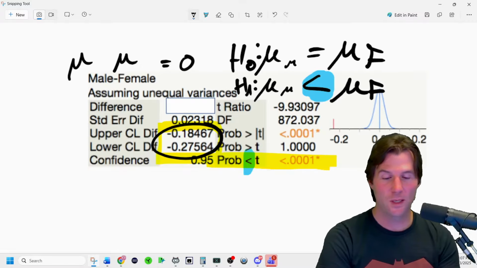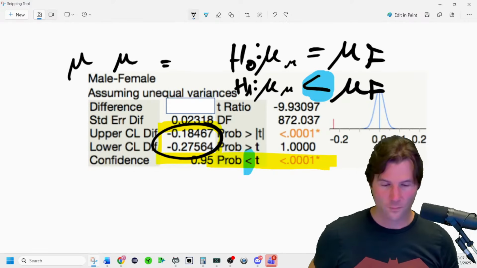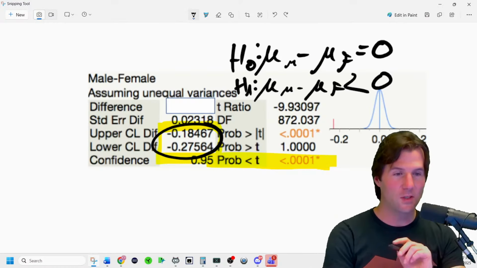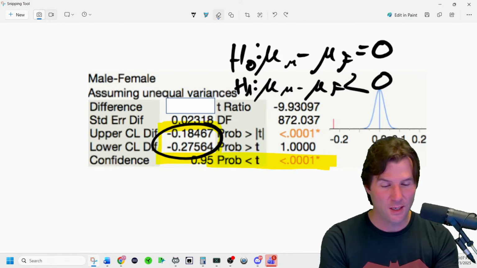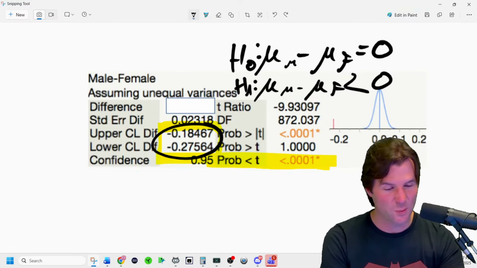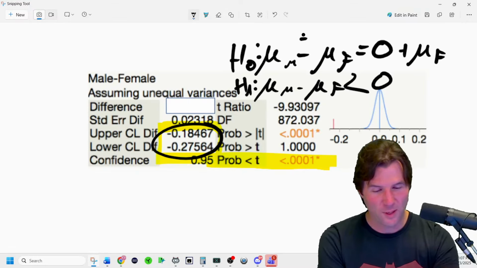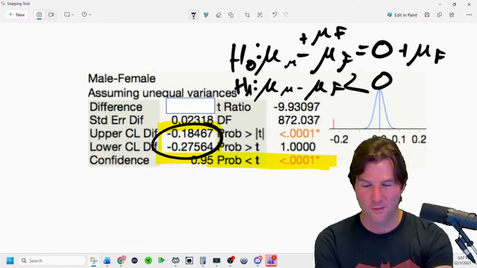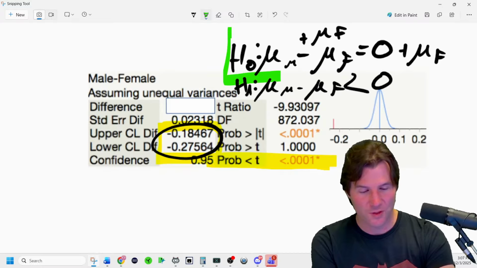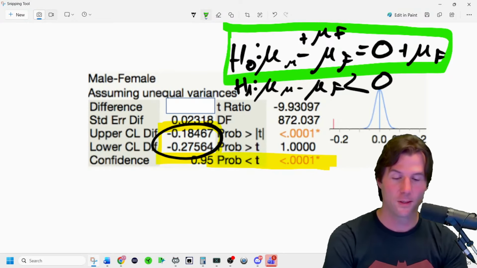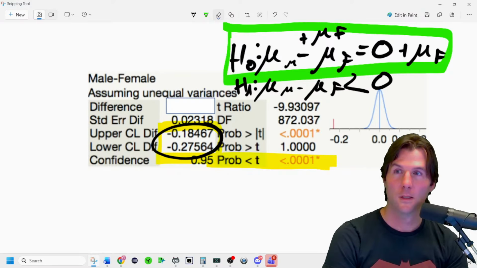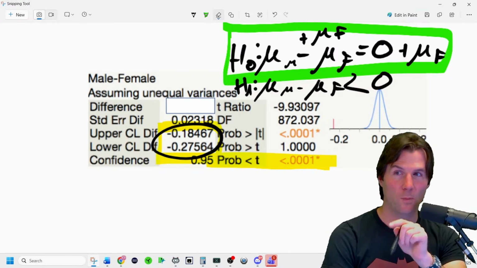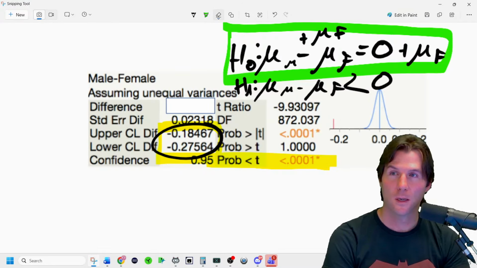But mathematically speaking, this is what I did to change it now. This is an equivalency right here. You see how we could add plus mu female to both sides? What happens if we add plus mu female to both sides? So we have mu male minus mu female plus mu female. On the left side, that will do what?